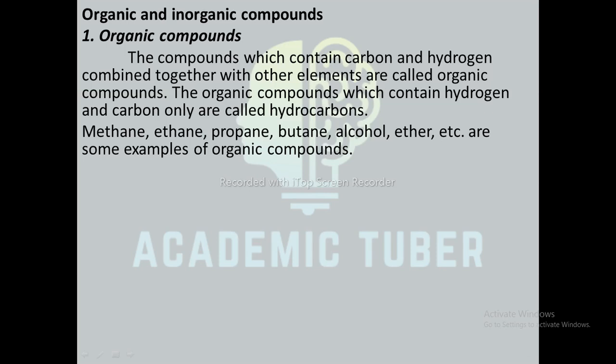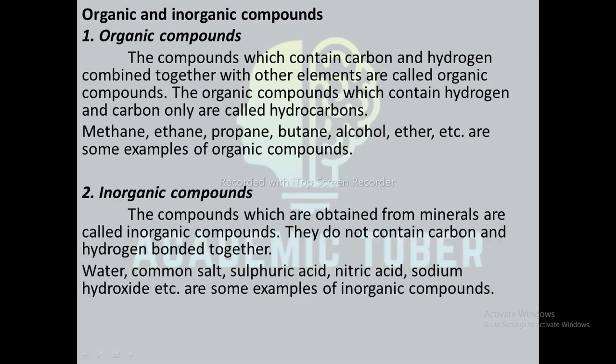The organic compounds which contain hydrogen and carbon only are called hydrocarbons. Methane, ethane, propane, butane, alcohol, ether, etc. are some examples of organic compounds. Inorganic compounds. The compounds which are obtained from minerals are called inorganic compounds. They do not contain carbon and hydrogen bonded together. Water, common salt, sulfuric acid, nitric acid, sodium hydroxide, etc. are some examples of inorganic compounds.